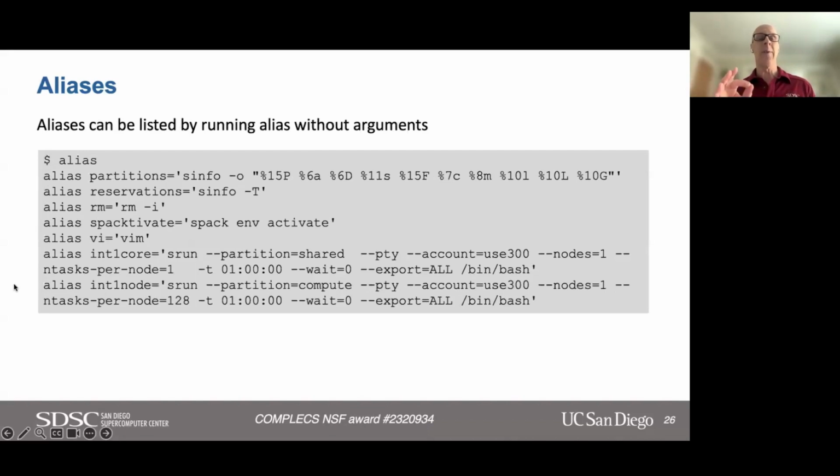Now, if you want to see a list of all of your aliases, just execute alias from the command line without any arguments, and it will list all of your aliases. So you can see that I have an alias for listing the Slurm partitions, another one for Slurm reservations. I have an alias for remove to be rm -i, and so on. And then I had a few aliases for getting an interactive node or one core on an interactive node on Expanse.